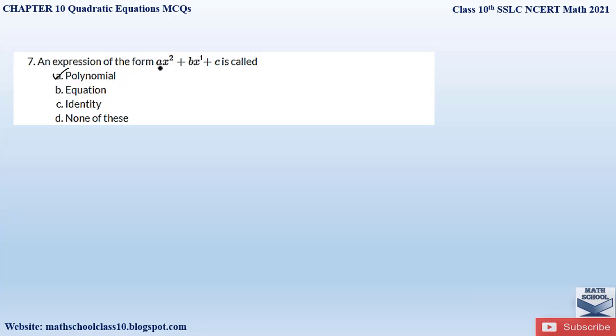So an expression of the form ax square plus bx plus c is also called a polynomial. The definition of polynomial is again given in your textbook. So please go through the textbook. It is very much important.